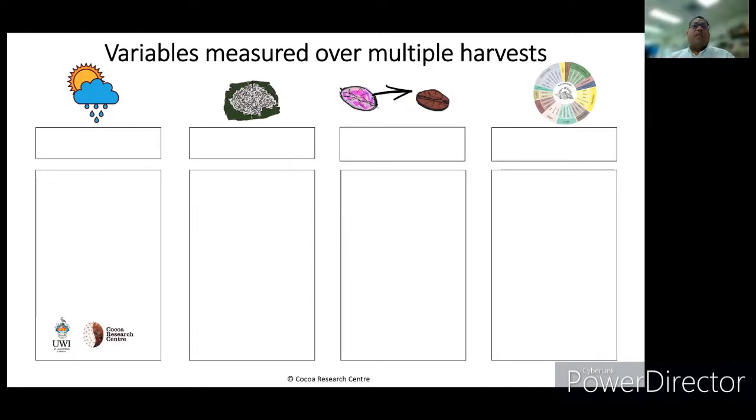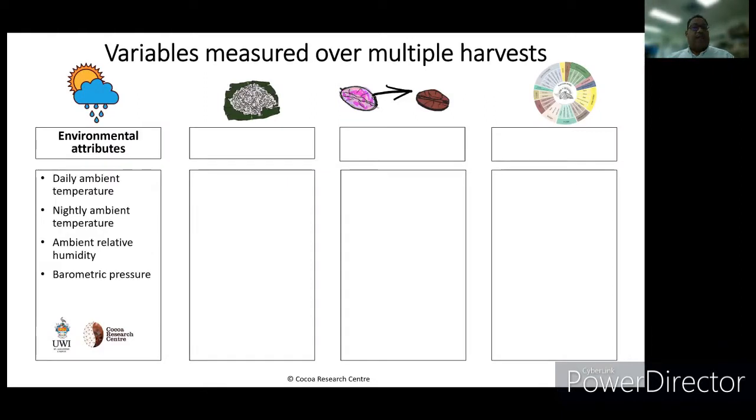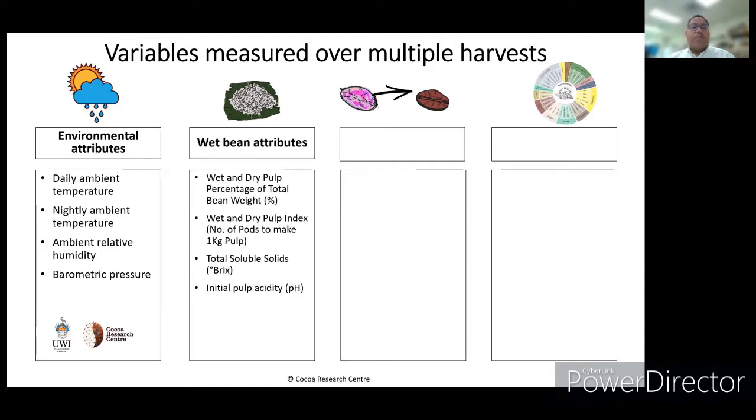The following variables were measured over the multiple harvests. We had the environmental attributes, looking at ambient temperature in the night and day, as well as relative humidity and the barometric pressure. We had the wet bean attributes, looking at the pulp, the percentage moisture content, the pulp index, the total soluble solids or sugars, and the initial pulp acidity.